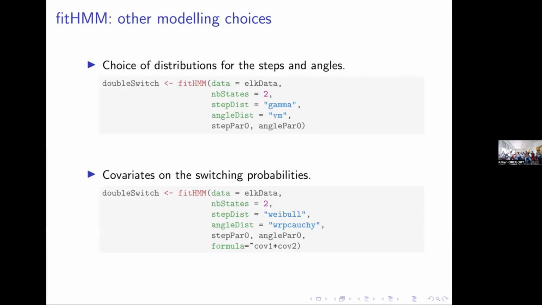So there are other choices for the distributions. They're somewhat limited in MoveHMM, but popular ones are gamma or Weibull for the step lengths, and that's because they're non-negative. And then for the angle distributions, the von Mises is popular, and the wrapped Cauchy is also sometimes used. The von Mises is more analogous to a circular normal distribution, so some folks tend to prefer that.